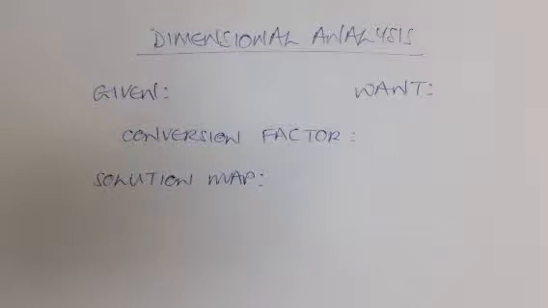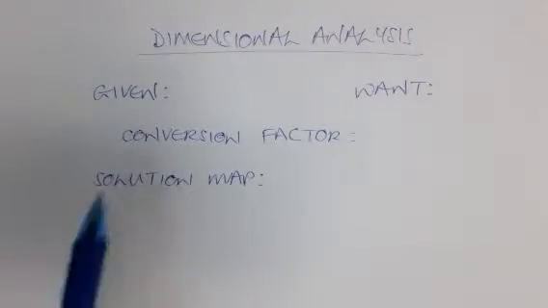Dimensional analysis is a method of converting one unit to another, and it uses the units to help you make sure that you are setting it up correctly, and it also gives you a really great method of checking you have not made a mistake. So anytime we do a dimensional analysis problem, we're going to set it up to look like this.